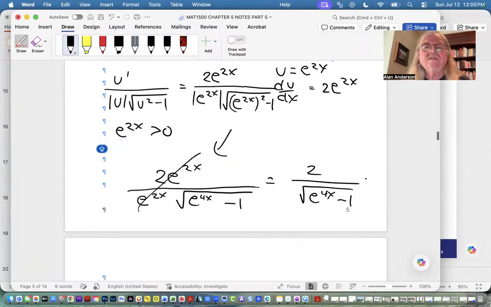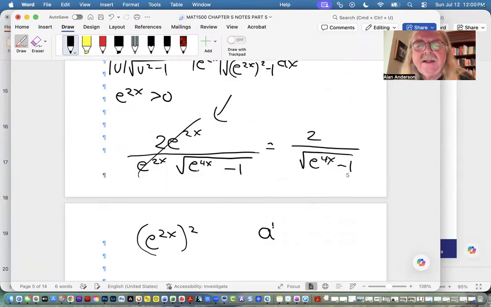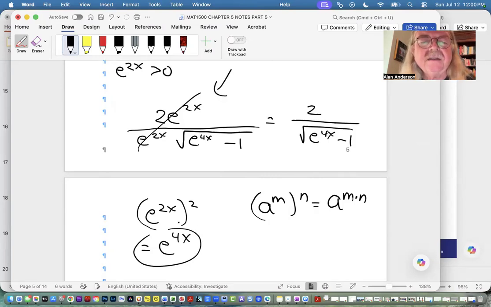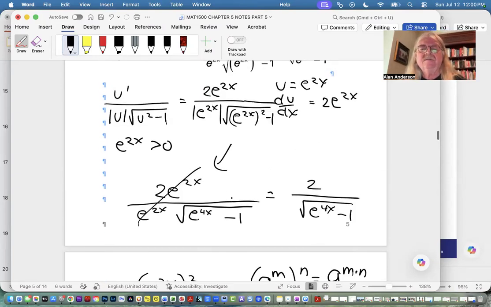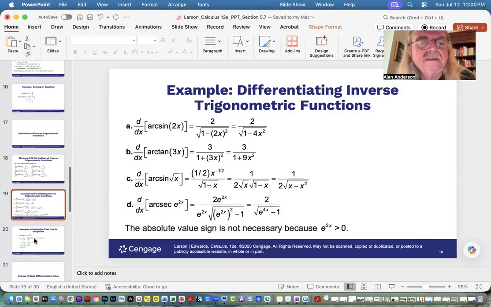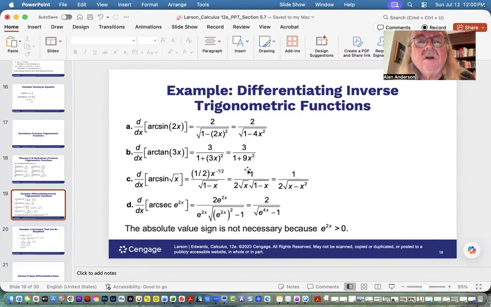One thing I do want to point out here, just be careful with this. If you have a to the m power raised to the n power, it becomes a to the m times n. So here you end up with 4x. Okay, just be careful with that. And so this is our final answer. Beautiful. So that wasn't too bad. Oh, there's one more. Okay. Oh no, this is a different one.